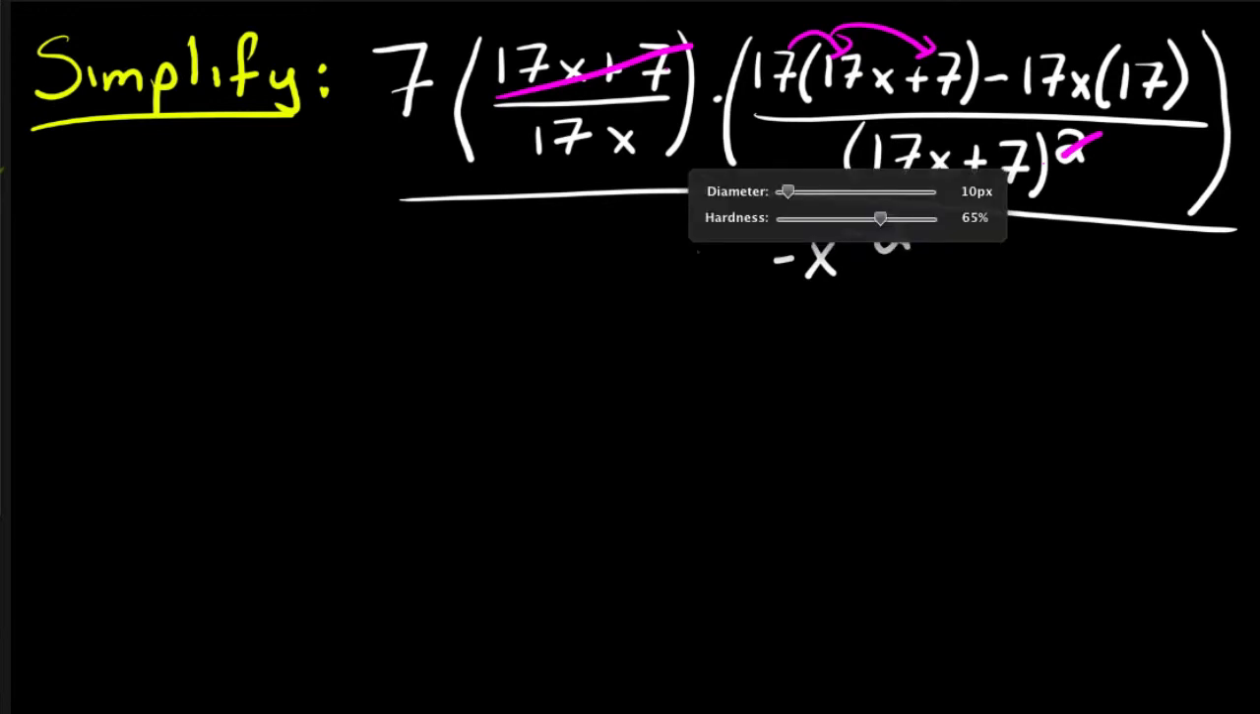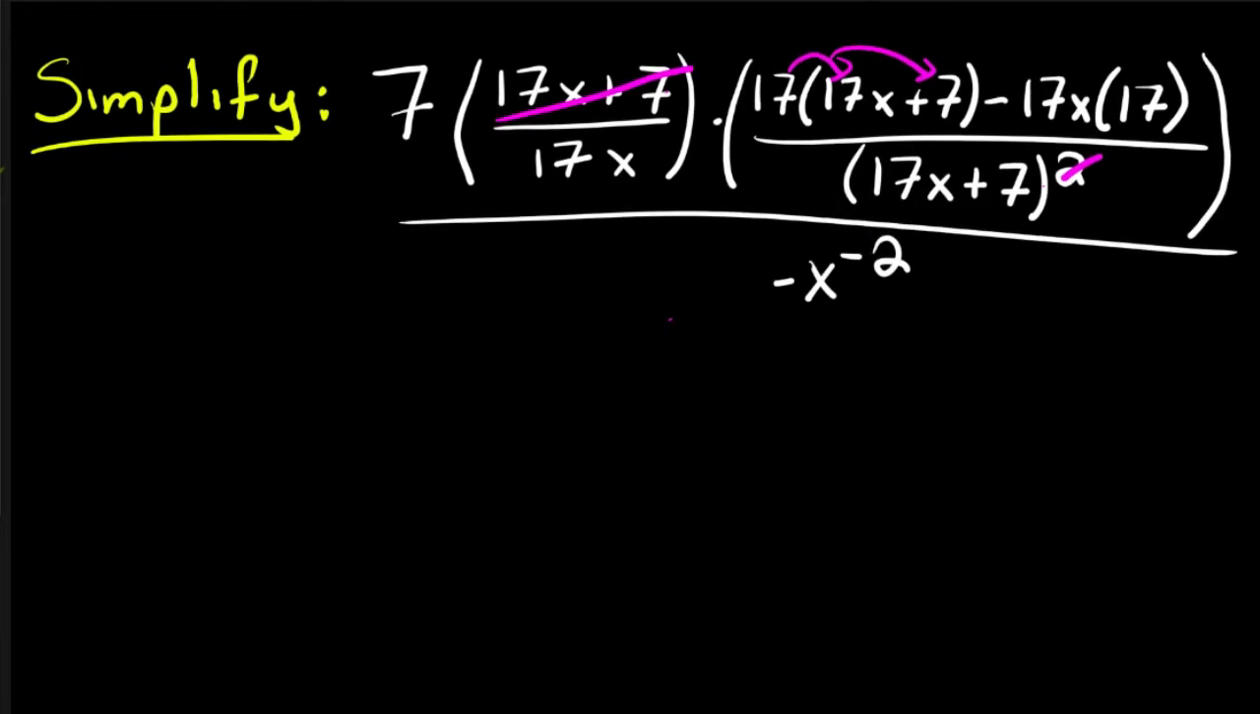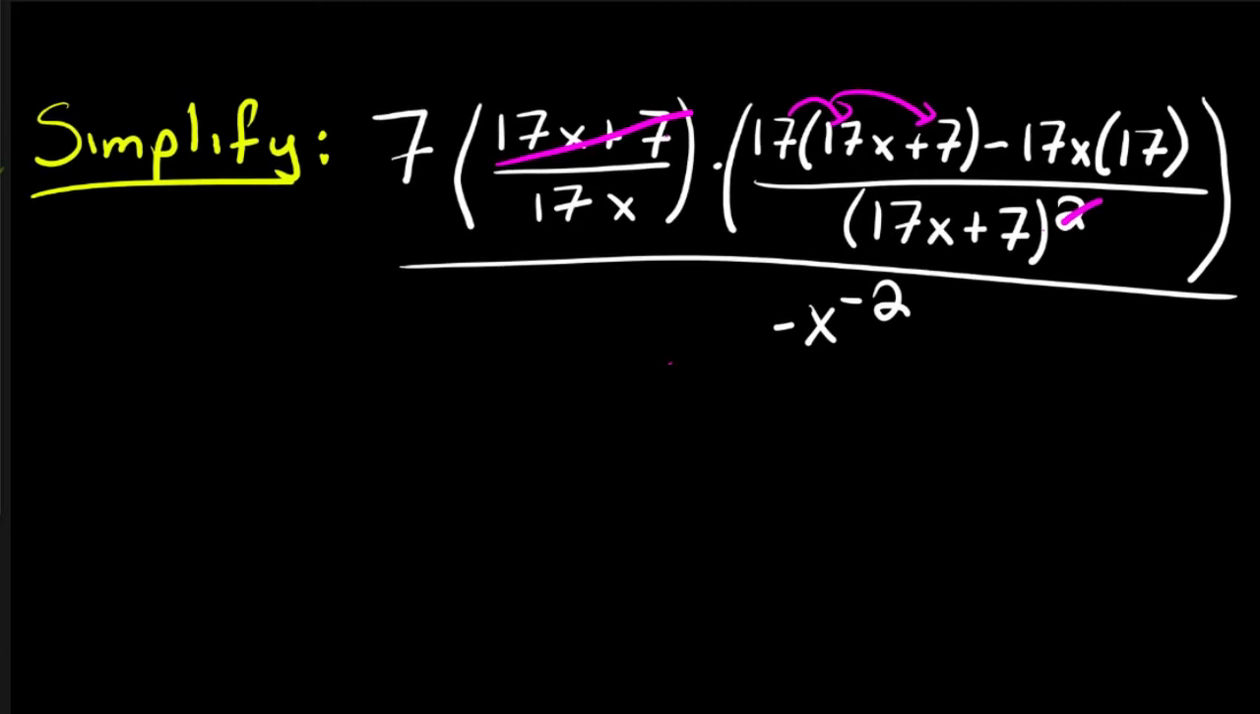So let me go up a little bit. This right here, why don't I just write down what this is? This is 289x, and then plus 119. And then this is minus 17x times 17. That's just minus 289x. So luckily, when I subtract those two, I get 0.